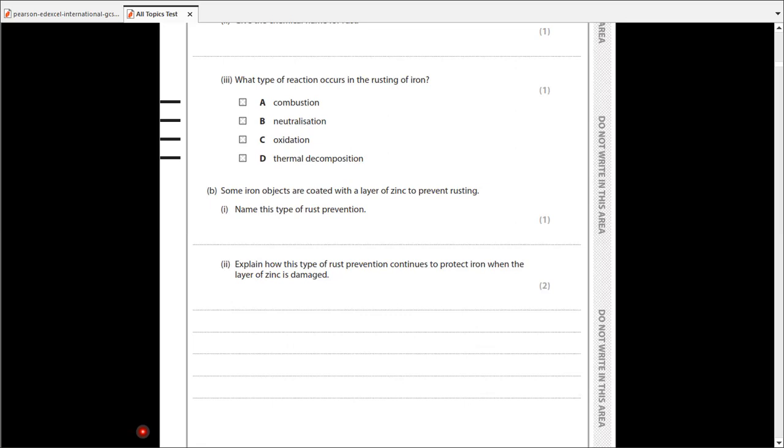Remember, if you don't mention zinc being more reactive than iron, you won't be answering specifically the last part of the question, which says that where the layer is damaged, the rust prevention continues. It continues because zinc is more reactive. Since it's more reactive, zinc keeps on rusting and iron is saved. Yeah, that makes sense.